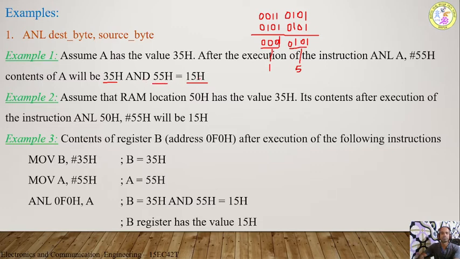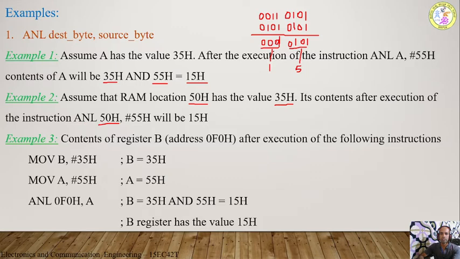result as 15H. Similarly, we can take example 2, where we assume the RAM location 50 has the value 35. The RAM location 50 means this is the address, and in this address the data 35 has been stored. In this memory location, the data available is 35H. What is its content after the execution of ANL 50H, #55? Usually the destination register we take is the accumulator, but in some cases, here, instead of the accumulator, they have taken this memory location. In most cases, the destination register for all logical operations is the accumulator register, or register A.